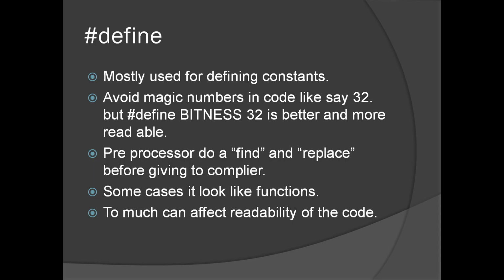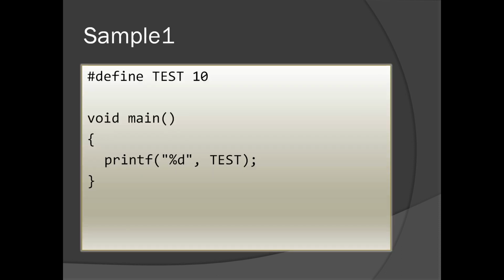So now hash define. Hash define is mostly used for defining constants. The main purpose of hash define is to avoid magic numbers like 32, 34, etc. You can give some meaningful name like hash define BITNESS equal to 32, which is more readable. Wherever you wanted to use 32, you can use BITNESS. At the time of pre-processing, the preprocessor will do a find and replace of BITNESS with 32. So this is the first case.